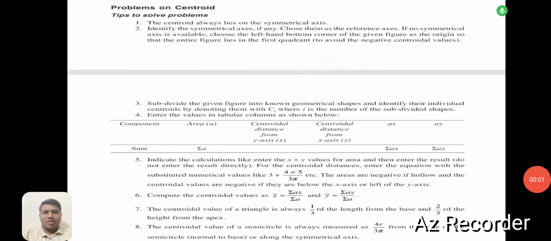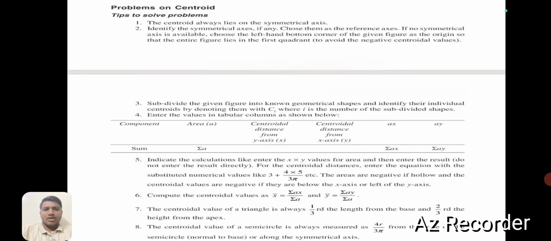In the table, we must enter the component, area, centroidal distance from y-axis, centroidal distance from x-axis, ax and ay. Coming towards the fifth point, indicate the calculations, like enter the x into y values for area and then enter the result. Do not enter the result directly. For the centroidal distance, enter the equation with the substituted numerical values, like 3 plus 4 into 5 divided by 3 pi, etc. The areas are negative if hollow, and the centroid values are negative if they are below the x-axis or left of the y-axis.